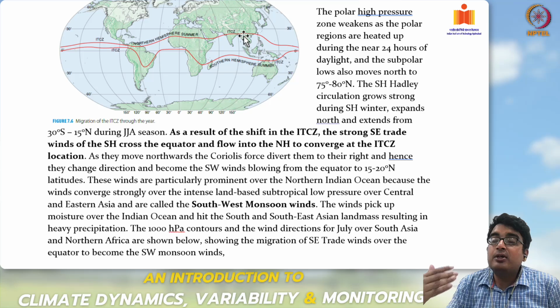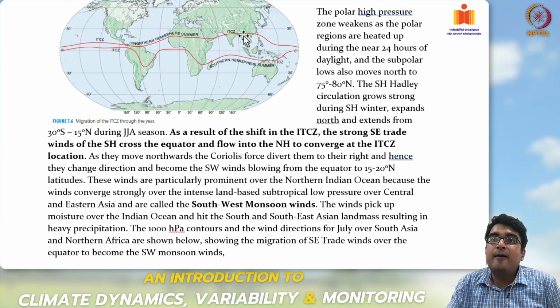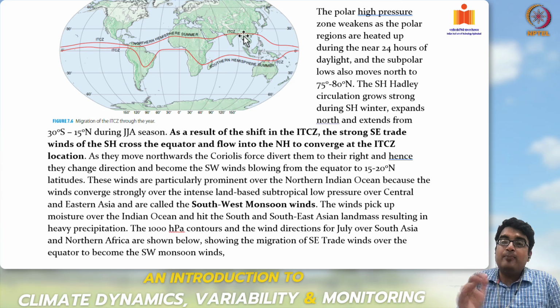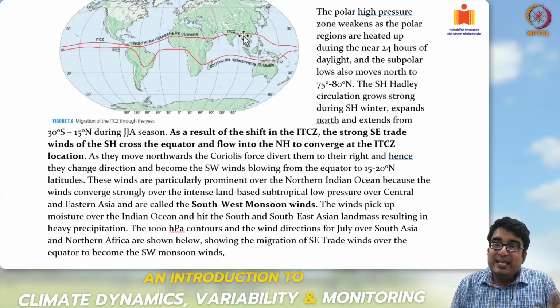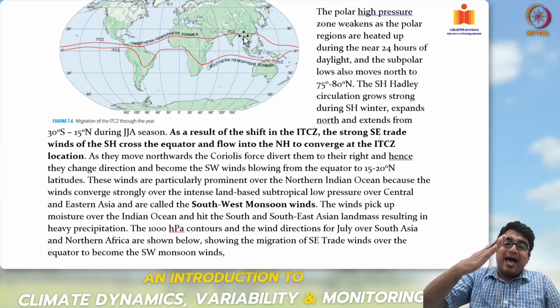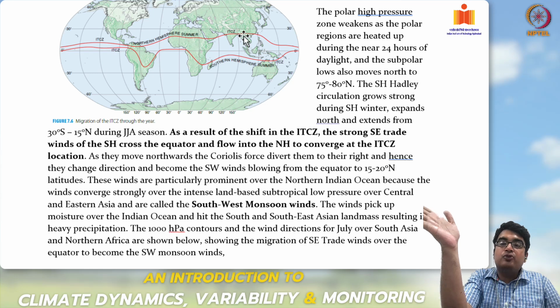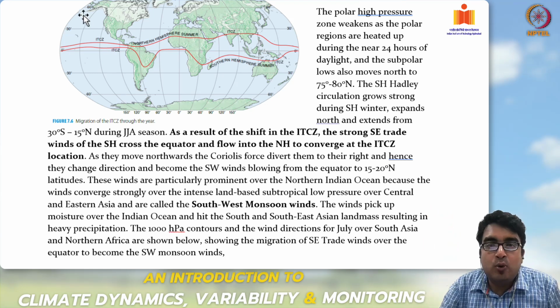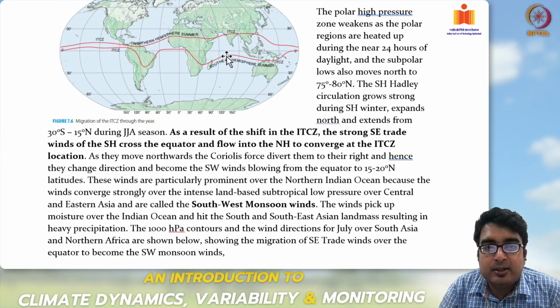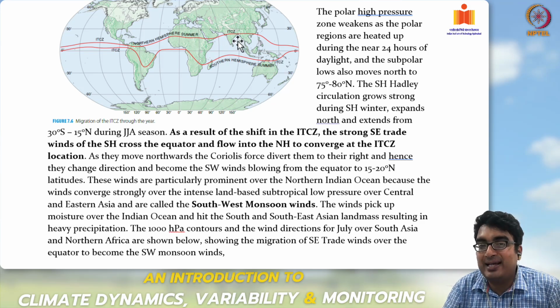As these winds cross the equator, the Coriolis force parameter shifts its sign. So the southeast trade winds become the southwest monsoon winds, because the winds that were moving from east to west, like this, as they move across the equator, the Coriolis force shifts and they go from south to west towards northeast. So the wind moves like this, crosses the equator and moves from the southwest to northeast direction.